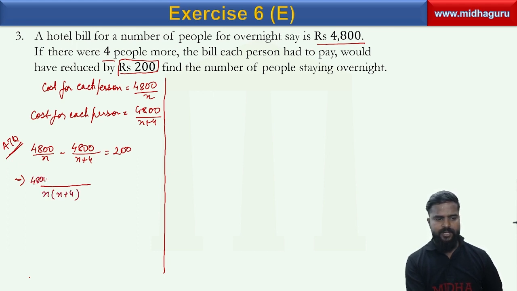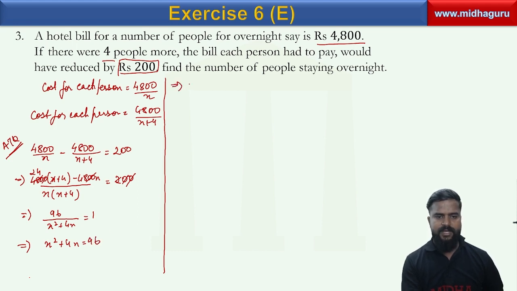So here we have 4800 into x plus 4 minus 4800x. We cut off 4800 and 4800x, get 200. We cut off the zeros and 2, and 2 we can cut off in this as 24. So we have 24 into 4, which will be equal to 96 by x square plus 4x is equal to 1. Now we bring this up here, we get x square plus 4x is equal to 96, which implies x square plus 4x minus 96 is equal to 0.